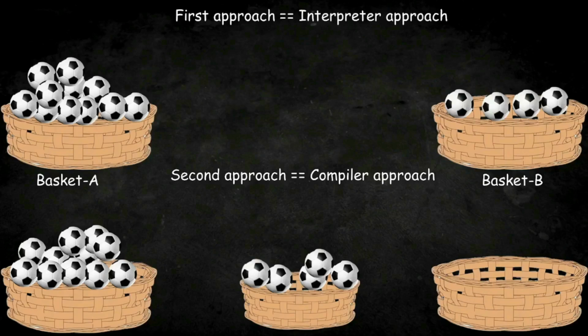If you try to match this analogy with our topic, you will find these balls are nothing but the statements of the source code. Basket A is the analyzing phase of that line and basket B is the execution phase of that line. The first approach is equivalent to the working of an interpreter. That is, it first analyzes each statement at a time and executes that line immediately. The second approach is equivalent to the working of a compiler, where it first analyzes the whole code at a time. And it will create a problem when our source code is large in size.